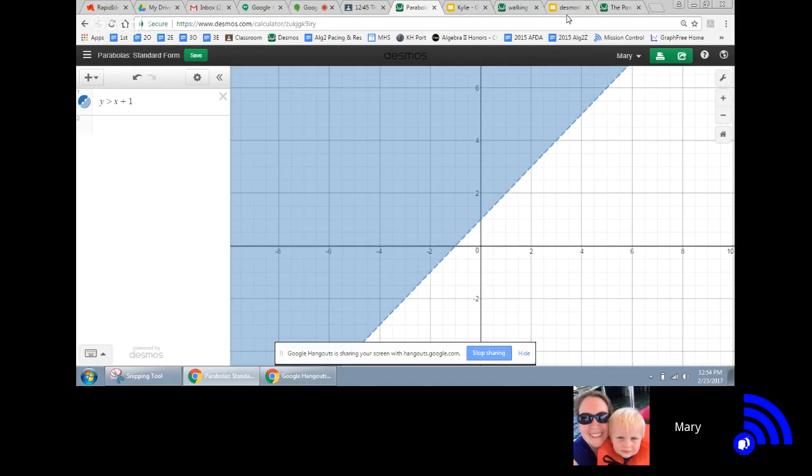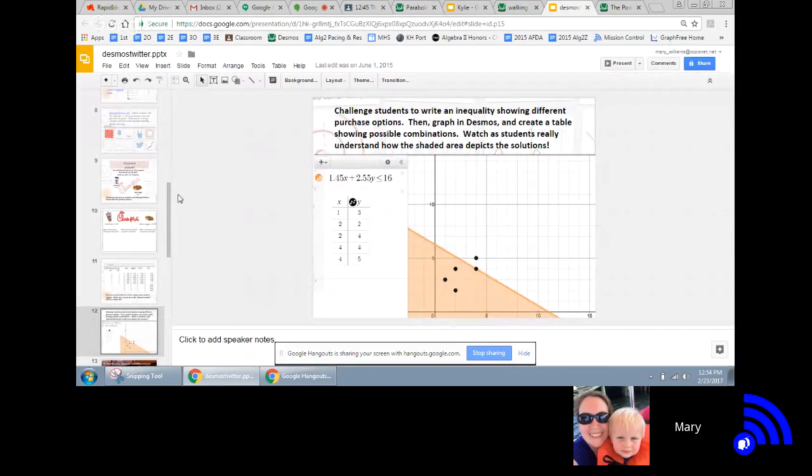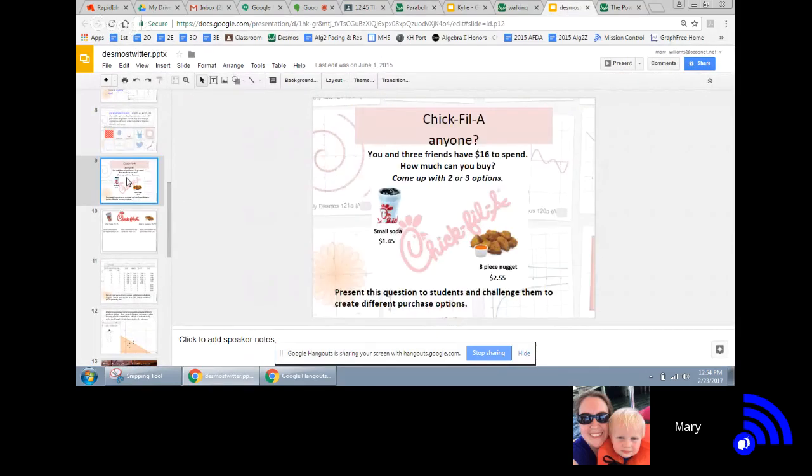Before we got to that, we started talking about a Chick-fil-A example where I asked kids, okay, you've got this much money. And of course, they can all relate to Chick-fil-A. If you have this much money and this is how much different things cost, what are your different possibilities?